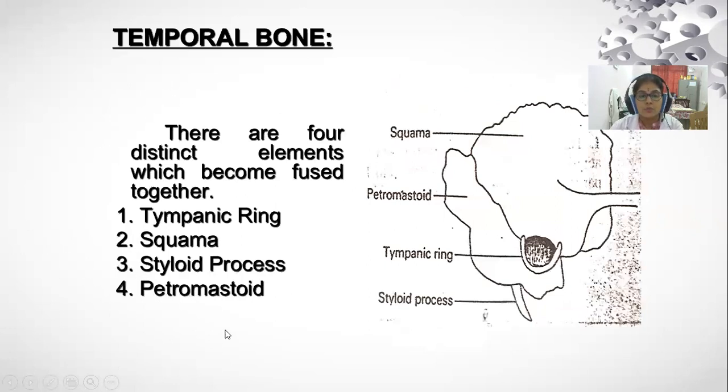The temporal bone actually is formed by 4 parts: tympanic ring, the squama, the styloid process, and petromastoid. So this is the tympanic ring. That's the squamous part. This is the petromastoid part. That's the styloid process.